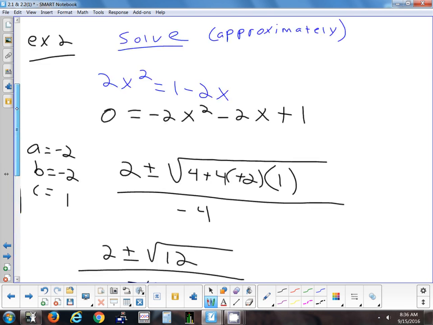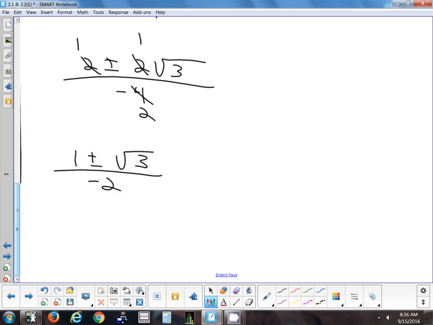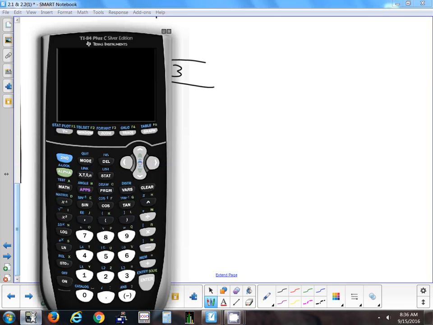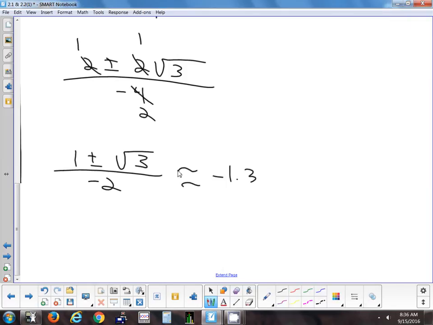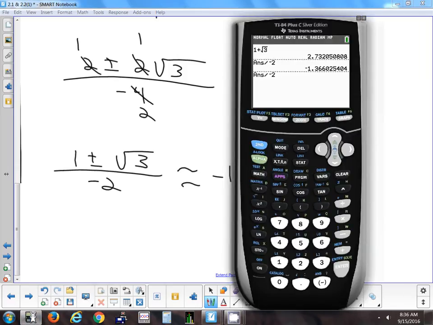But they said it was okay to solve it approximately, so I can just take each of those answers and plug them into my calculator. So I've got 1 plus square root of 3. That's my numerator, divided by -2. So that's one answer, -1.37. And the other answer, 1 minus the square root of 3 divided by negative 2, 0.37.